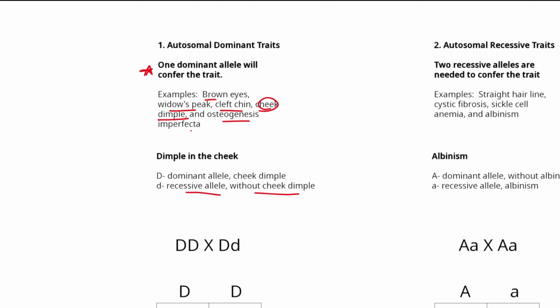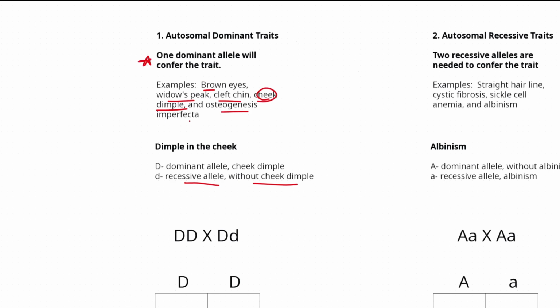Let's talk a little bit about autosomes. We have 22 pairs of autosomes and 1 set of sex chromosomes. So this is going to be an autosomal dominant trait, not a sex-linked trait. The way that we set up the cross, we're doing homozygous dominant with heterozygous.